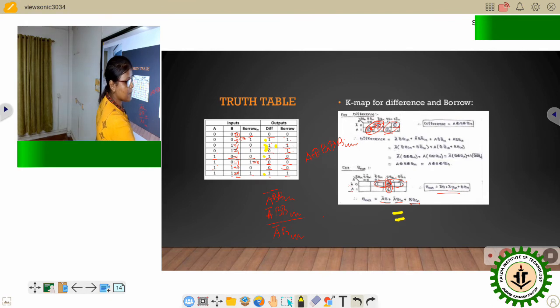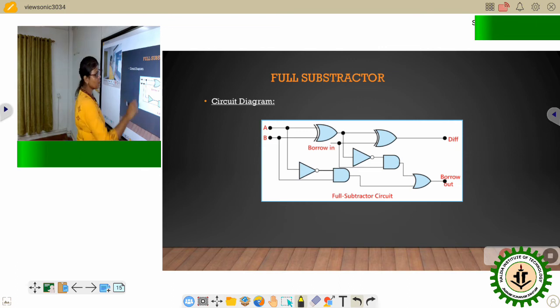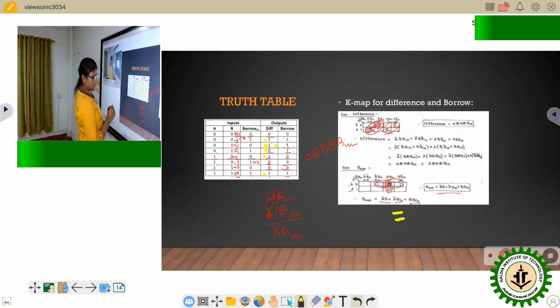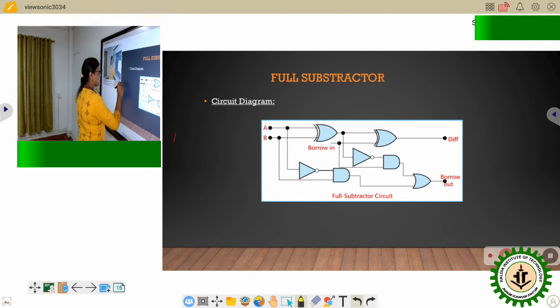Now this is the circuit diagram. We can draw the circuit diagram like this also, with A bar B, next A bar B in, and B in.